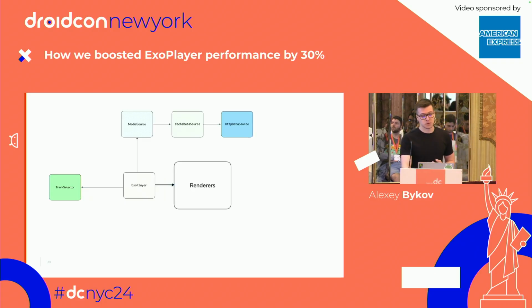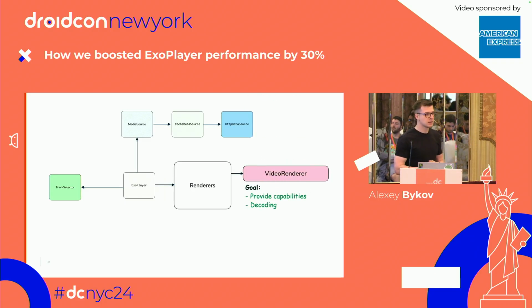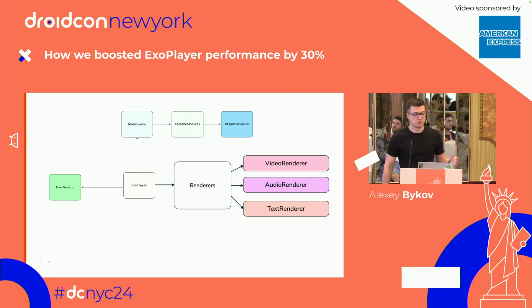Then we also have renders, for example, video render, with a goal to provide device capabilities and decode video segments and then display them to a particular surface, for example, texture view or surface view. And it's pretty much the same happening with audio render and text render.